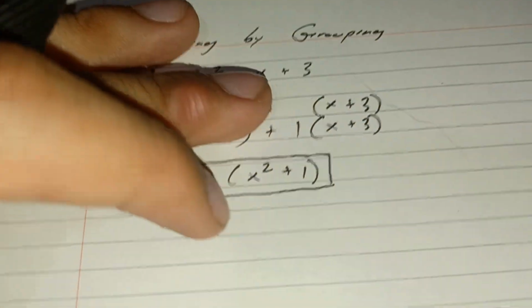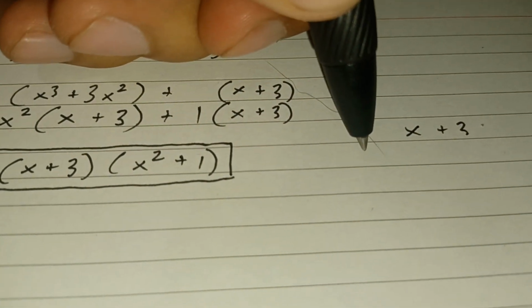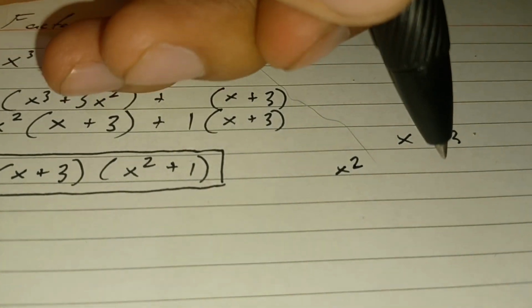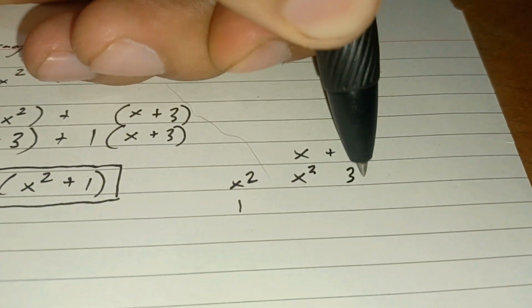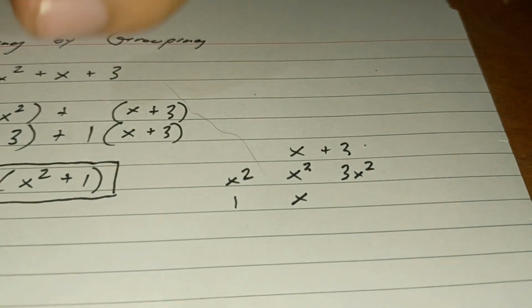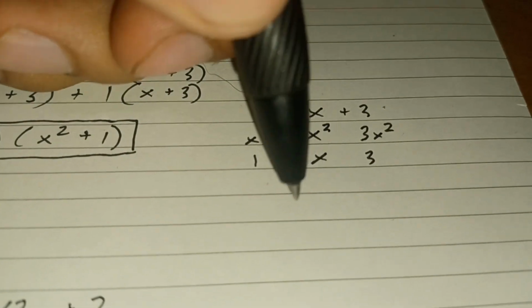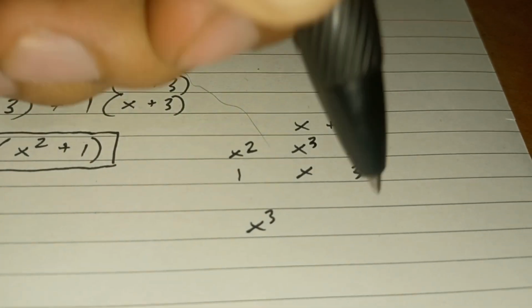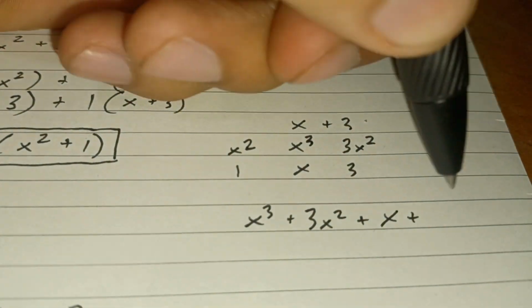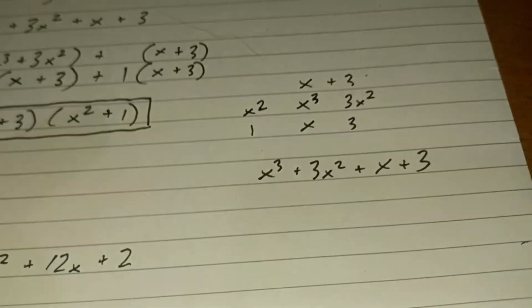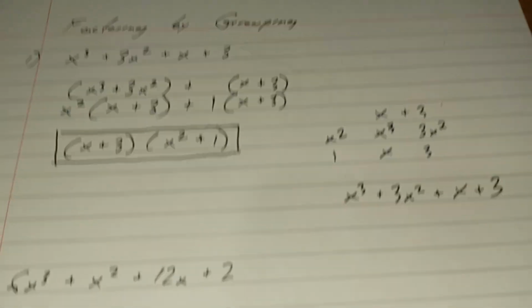The basic idea is just this, x plus 3 times x squared plus 1. Basically, you just do this. This is x cubed. This is going to be 3x squared. This is going to be x. Yeah, I'm just going to go ahead and do it. There's going to be 3. So we get x cubed plus 3x squared plus x plus 3. Basically, we multiply these two together, we get that. So that is how we factor this one. Let's move on to number 2.